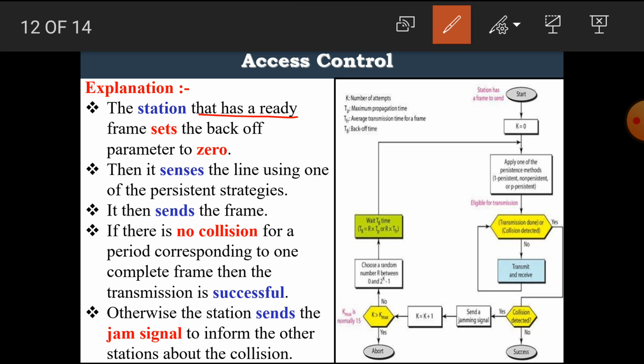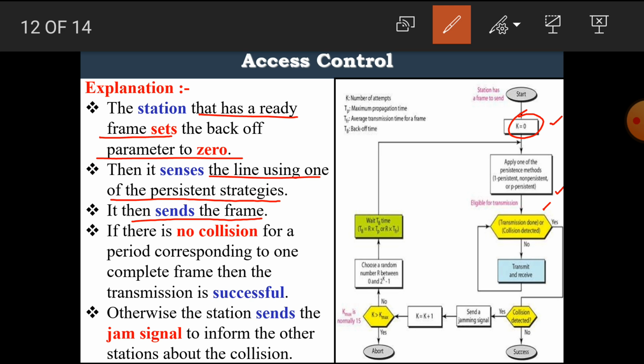The station that has a ready frame sets the backoff time parameter to 0. That means the station has a frame to send, and it sets the parameter K equal to 0. Then it senses the line using one of the persistent strategies. The station which wants to transmit data senses the line or the channel using the persistent strategies. It then sends the frame if the channel is idle.